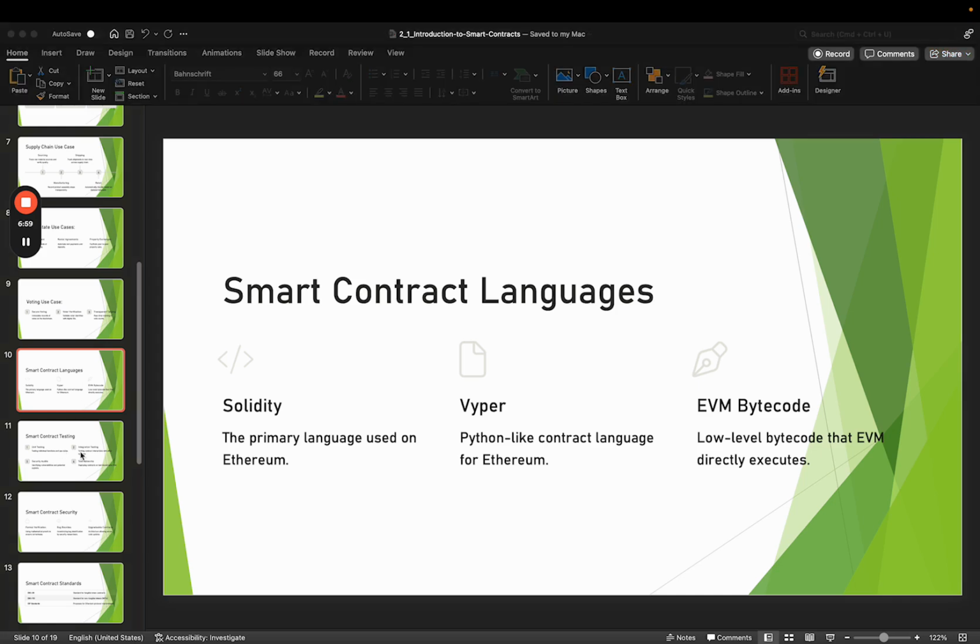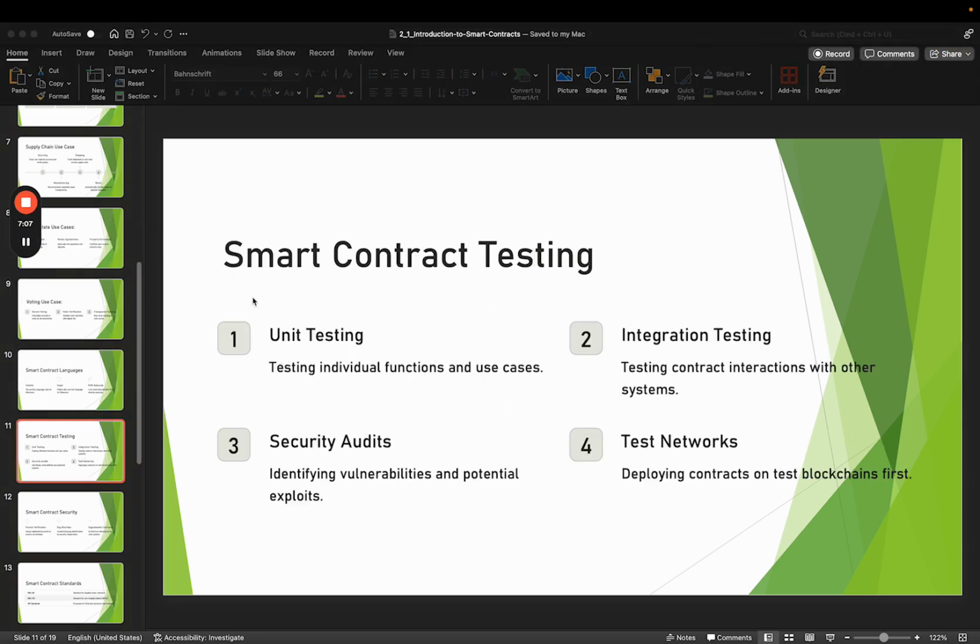Moving on to the next topic, that is the testing of smart contracts. This involves four types of testing, that is unit testing, integration testing, security audits, and test networks. Testing smart contracts is crucial to ensure that they work correctly. Unit tests verify individual functions, while integration tests check how different parts of the smart contract work together. Additionally, formal verification mathematically proves the correctness of the contract code, enhancing security, that is the security audits.